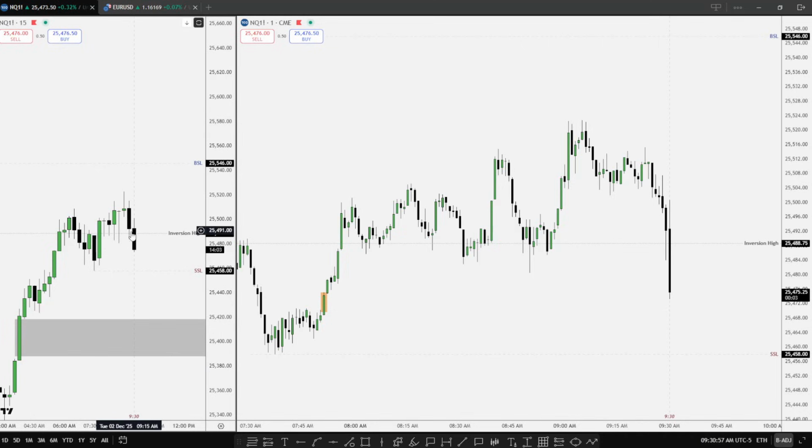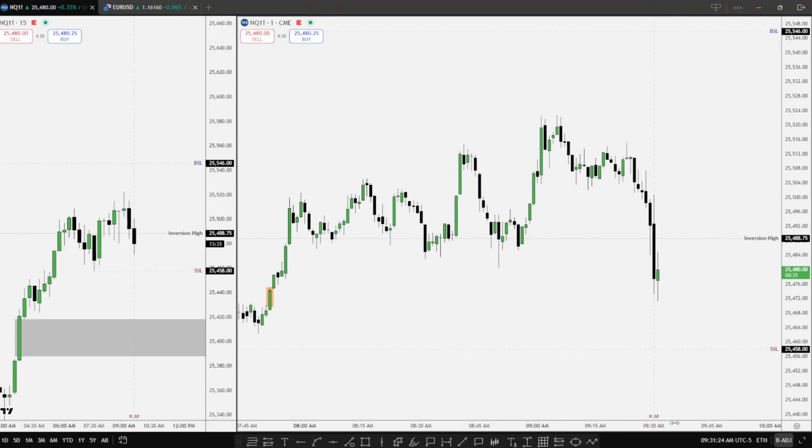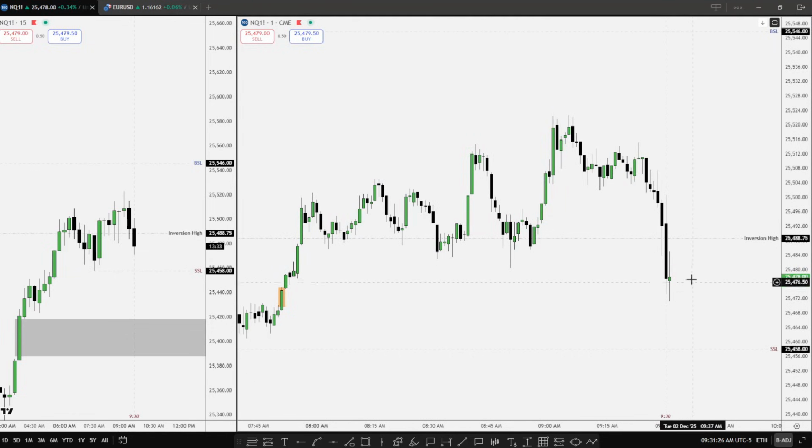So on the left side, it's a 15-minute. I want to see on the 15, are we reaching for that low? And on the 1 minute, you're going to see how order flow works. That's an immediate rebalance with the likelihood of going lower.